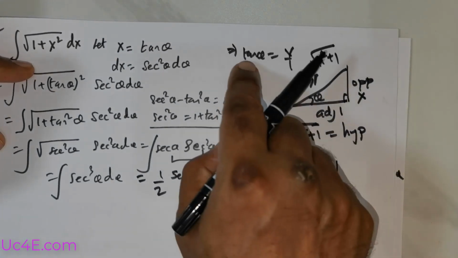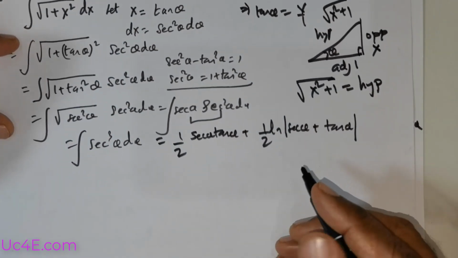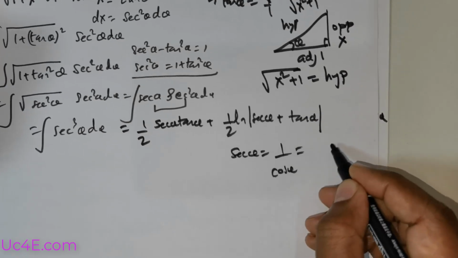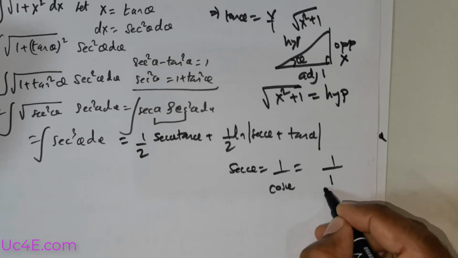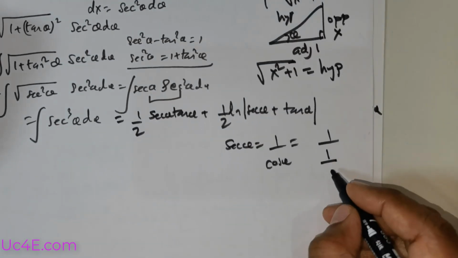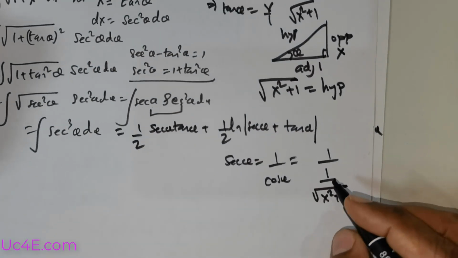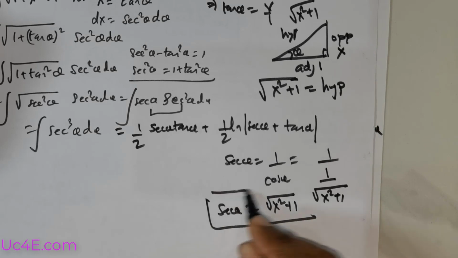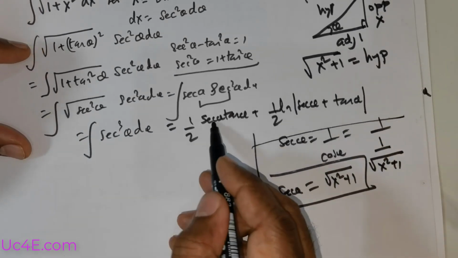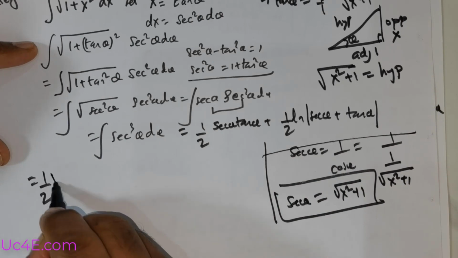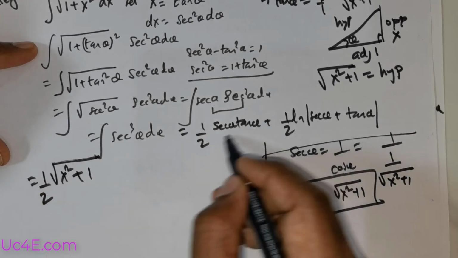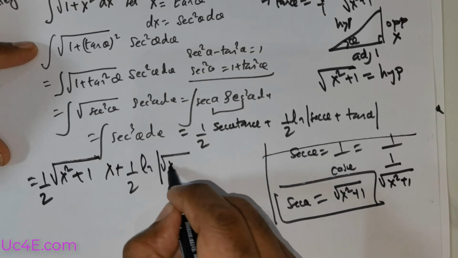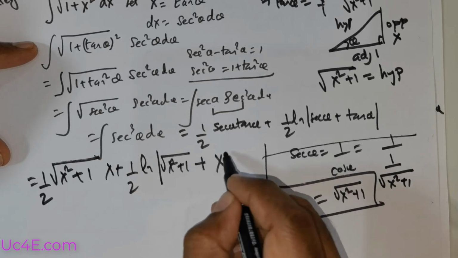Now we already have tan theta here, but we need secant theta. Now how do we get secant theta? Now secant theta is equal to 1 over cos theta. That's nothing but 1 over, take the value for cos theta, which is 1 divided by root of x squared plus 1. If you flip this, you get root of x squared plus 1 to be equal to secant theta. That's the value. So substitute these values here. So this is equal to half times square root of x squared plus 1 times x plus 1 over 2 times ln modulus root of x squared plus 1 plus x.